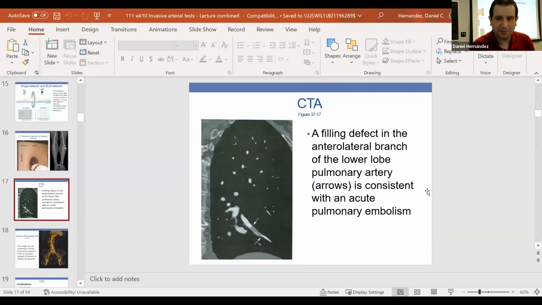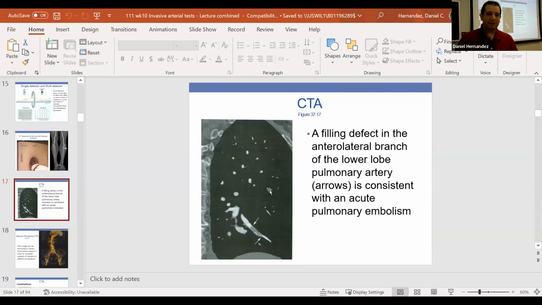The CTAs are very critical when we're looking at the lungs in particular to rule out pulmonary embolism. So when we're worried about pulmonary embolism, blood clots that have traveled to the lungs from the venous system, the CTA is the gold standard for ruling out pulmonary embolism because we can see all the vasculature of the lungs at this point.